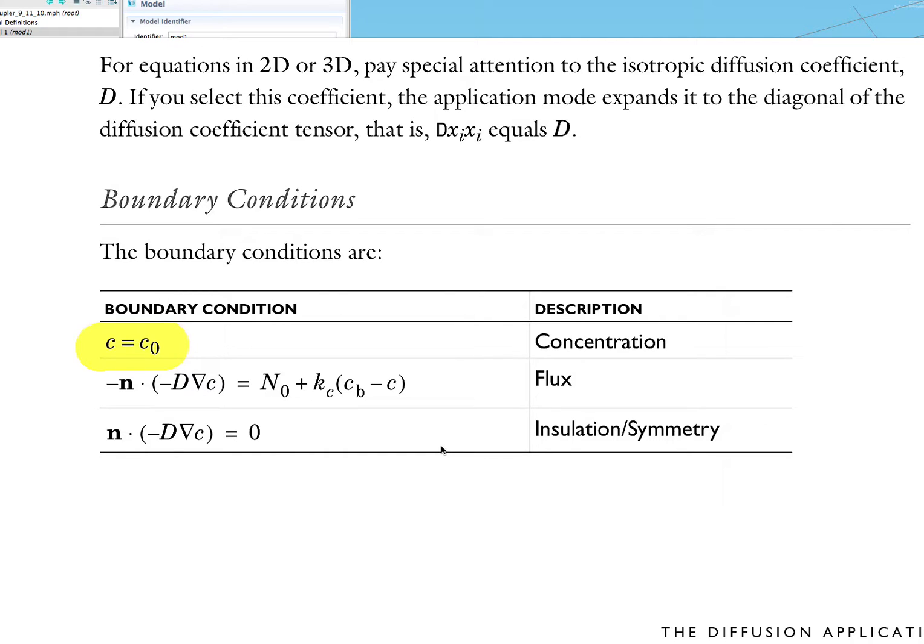So you have to select on the boundary, which is a domain that I'll show you, and then you specify a particular concentration that you know. For example, zero concentration or a fixed concentration.